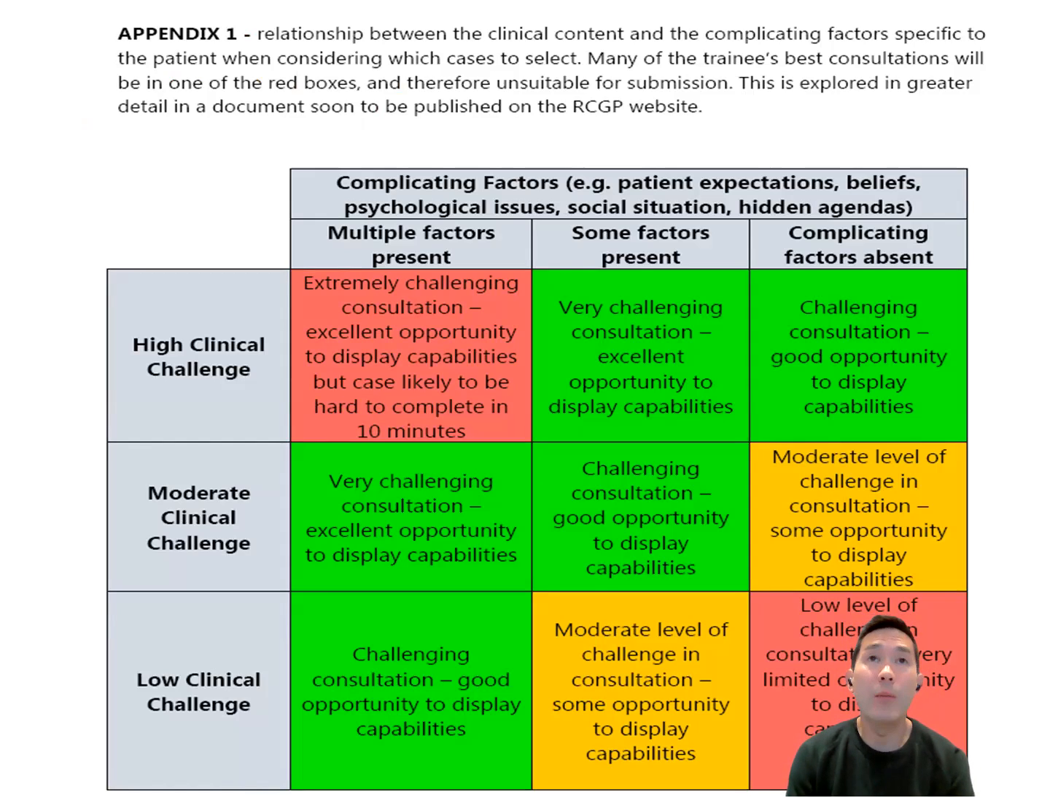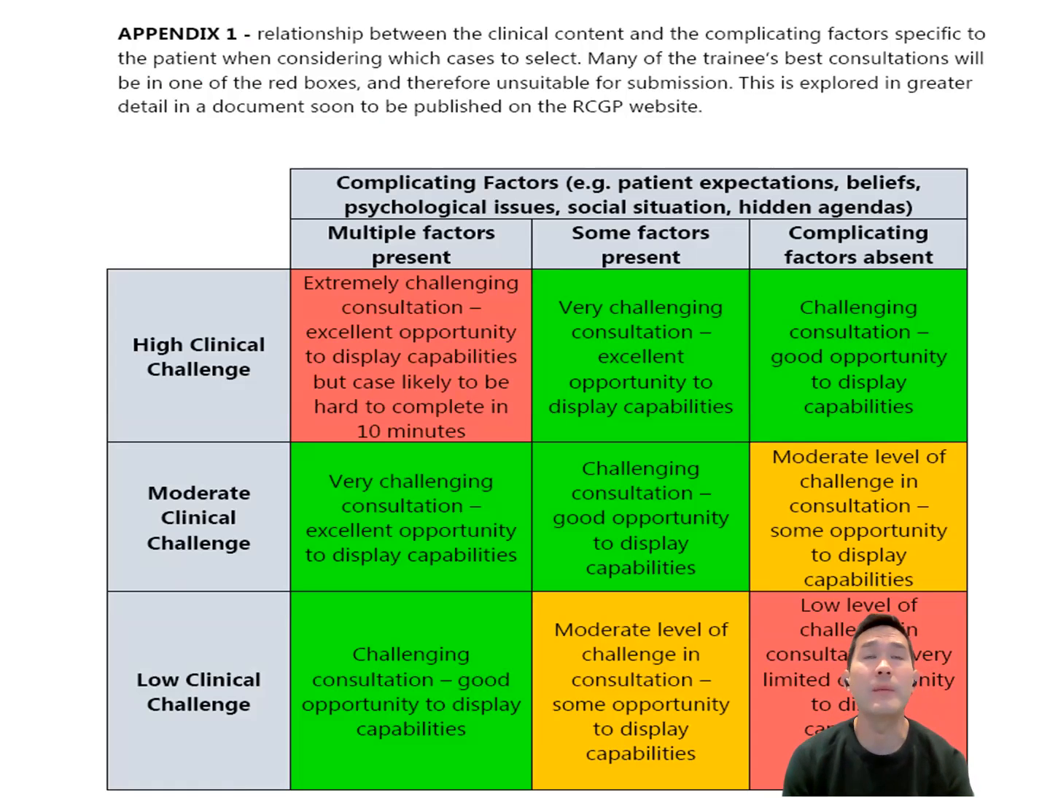Now, it's only going to become a complicating factor if it actually goes against, I suppose, your own agenda. If you're completely in agreement with where the consultation should be going with the context of the patient, because both your agendas are matching, then it's no longer really a complicating factor. Complicating factors also reside in a deeper psychosocial perspective.